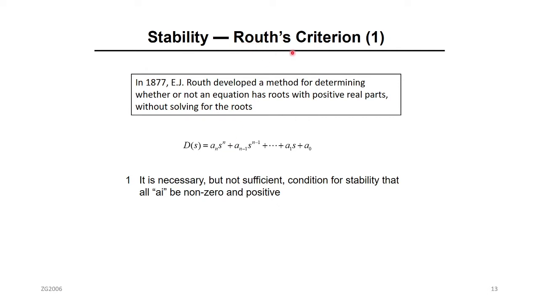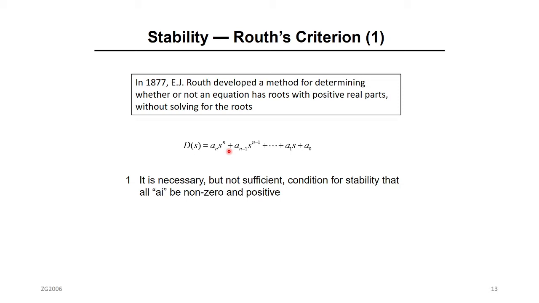One method called Routh criteria. What is Routh criteria? Routh criteria was developed by a scientist or engineer whose name is Routh, back in the 19th century. He created this method. This method is very helpful to determine whether you will have an unstable root in your characteristic equation without solving for the root. You don't have to solve for the root. This is the objective or the idea of Routh criteria.